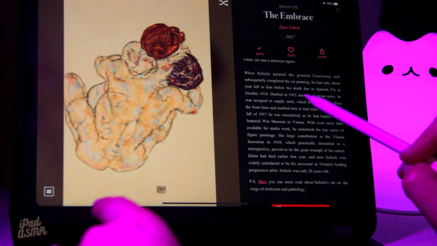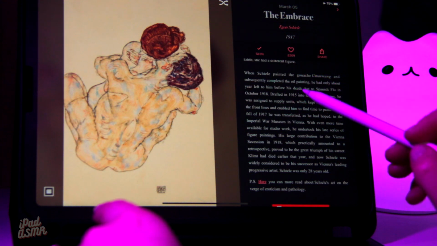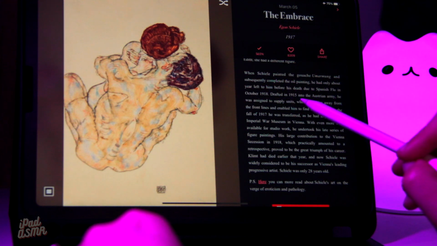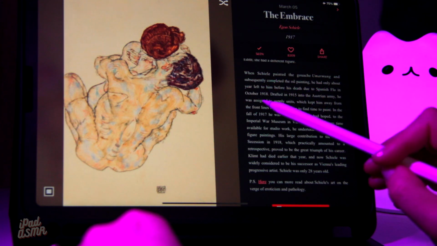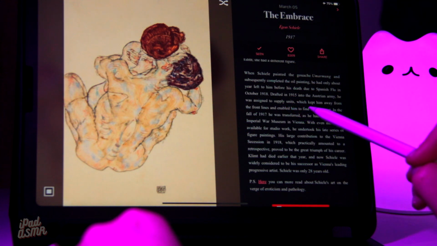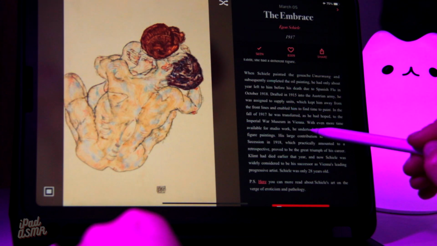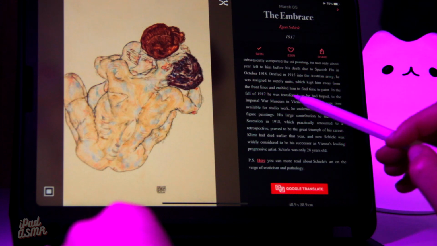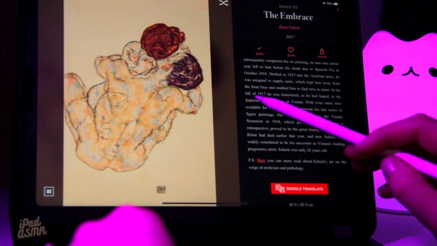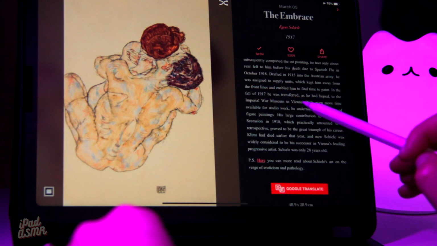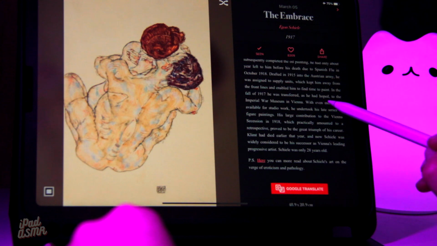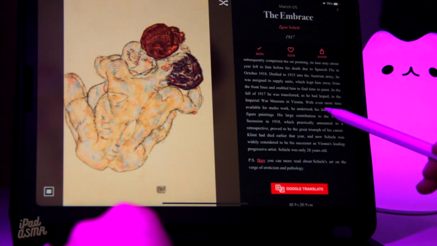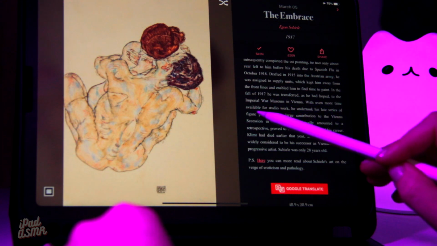Drafted in 1915 into the Austrian army, he was assigned to supply units, which kept him away from the front lines and enabled him to find time to paint. In the fall of 1917, he was transferred, as he had hoped, to the Imperial War Museum in Vienna. With even more time available for studio work, he undertook this late series of figure paintings.